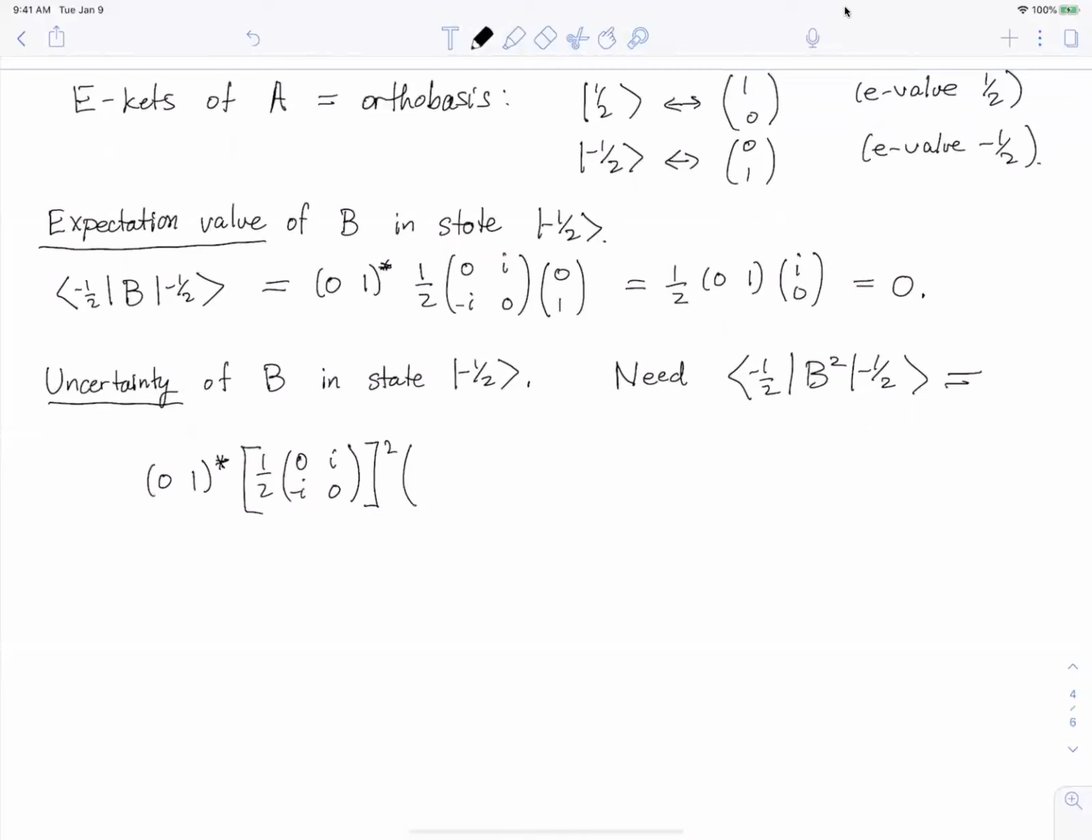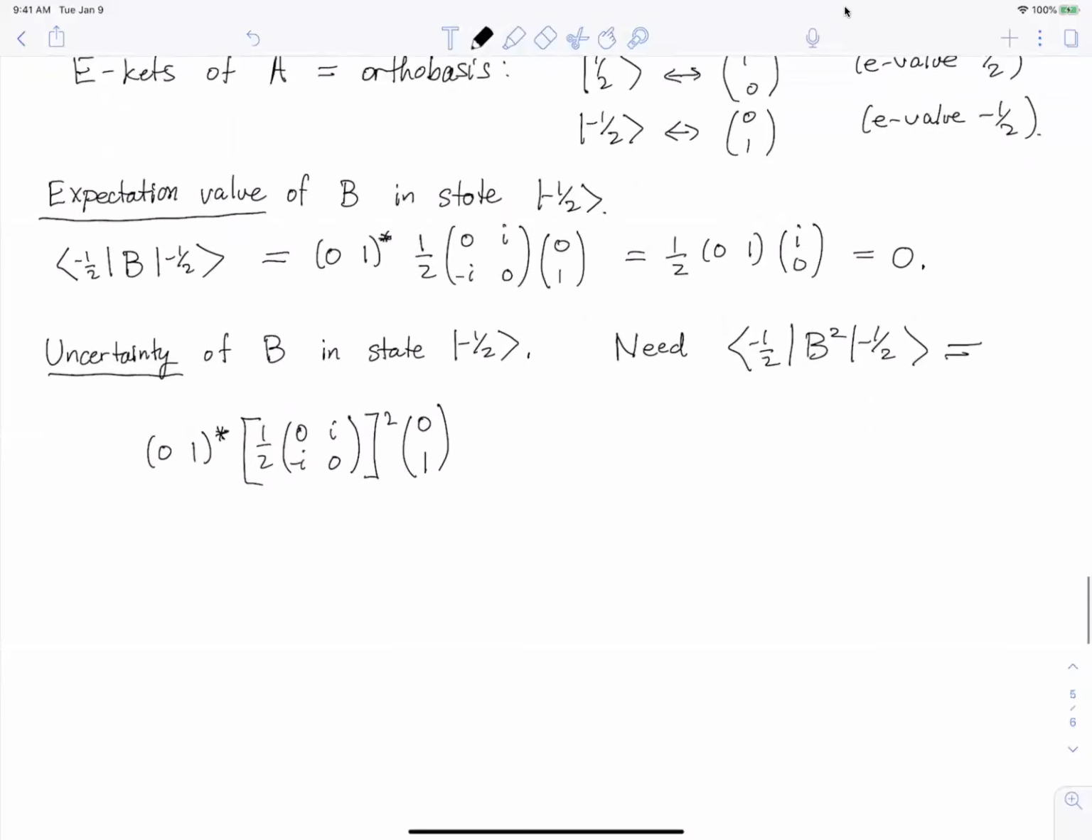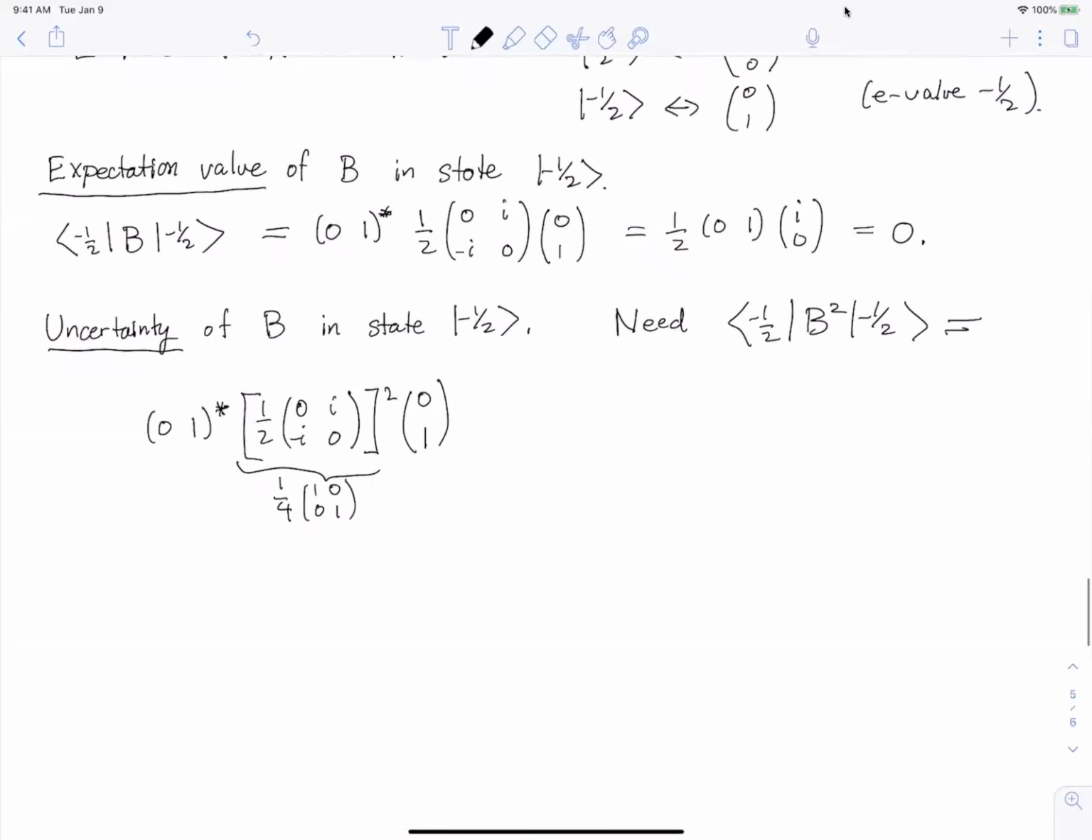And then we have 0, 1 again. The 0, 1s are representing the state minus 1/2 in this matrix representation. This square here is equal to 1/4 times, it turns out, the identity operator. Okay, and when you multiply that all out, you get 1/4.